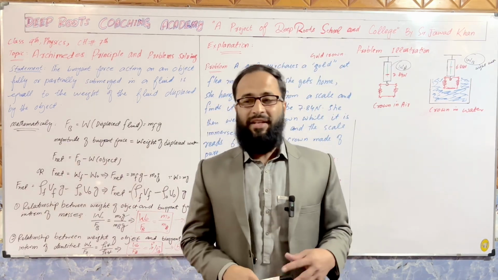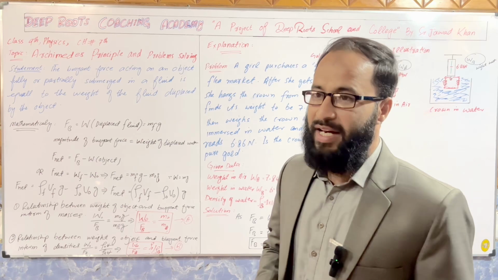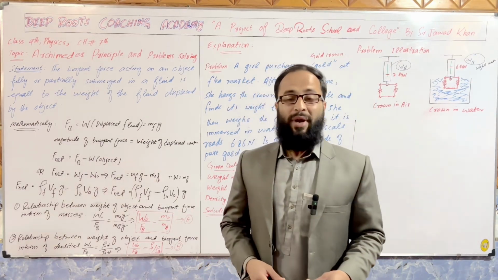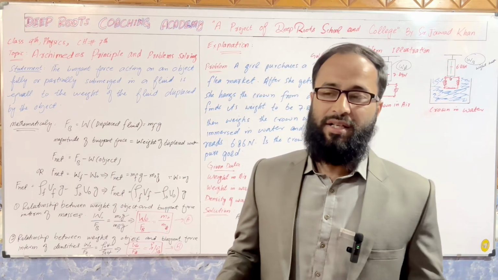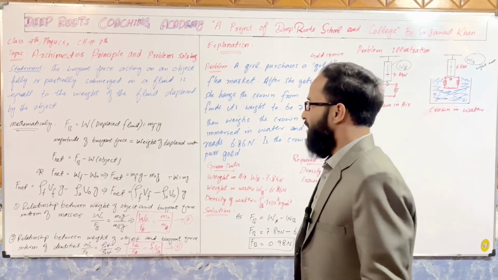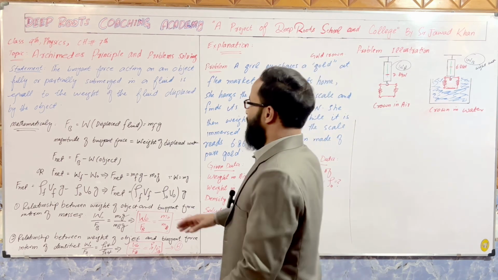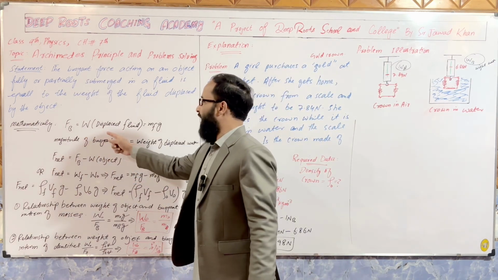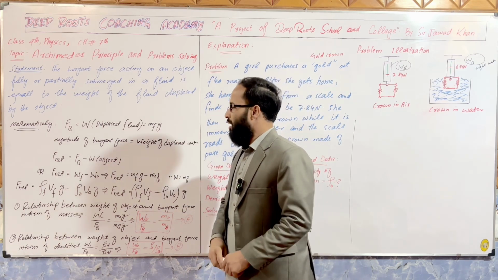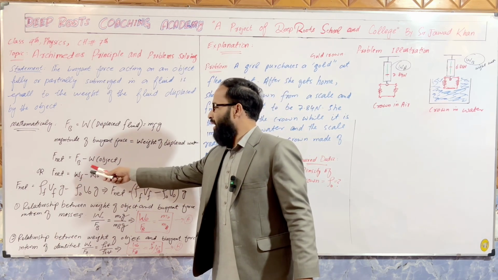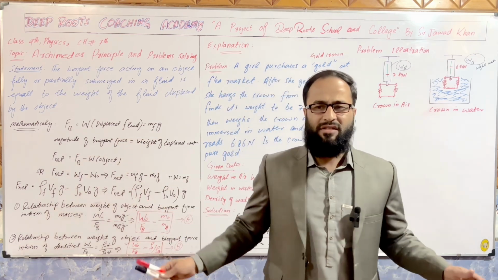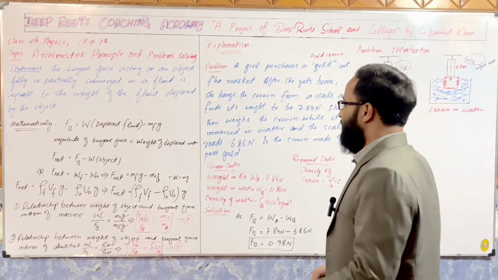Archimedes principle says that the buoyant force on an object will always be equal to the weight of the displaced water or liquid or fluid by the object. So Fb is equal to the weight of the displaced fluid, Mfg, and the net force is equal to Fb minus W of the object.